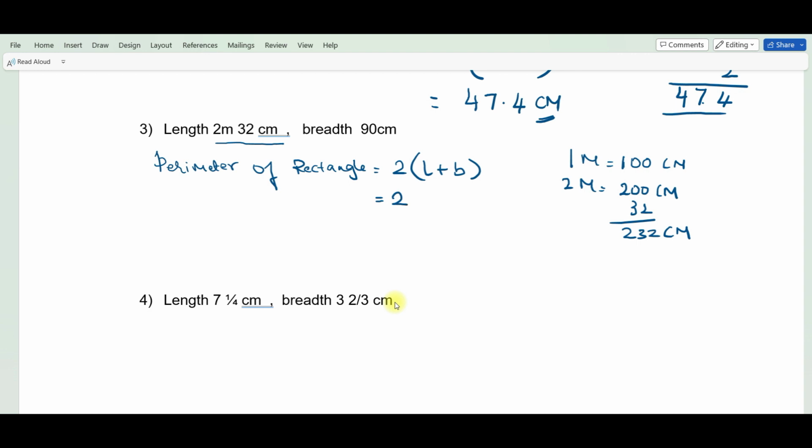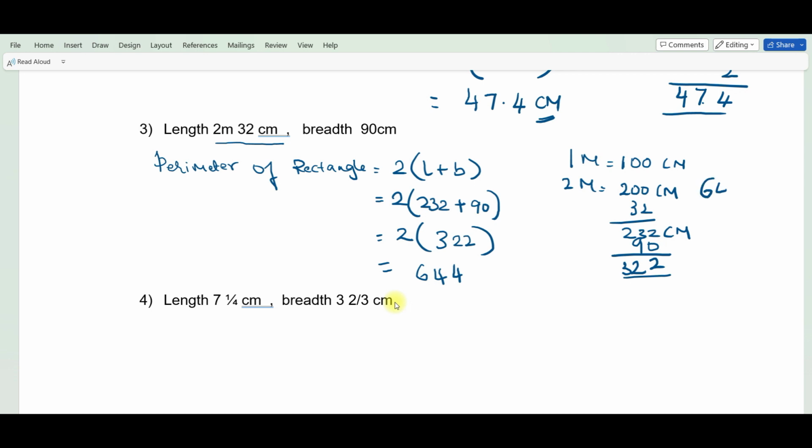Okay, now I just substitute the value, that is 2 into 232 plus I have the breadth as 90, so I have to add this, that is 90. I add it, so it gives me 322. So 322, and now if I simplify this, I get 644. This is the answer. Now, as the length was given in meters and centimeters, we'll also convert this. Now, 644 is what the answer we have got.